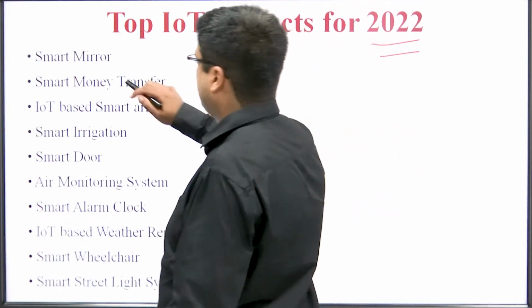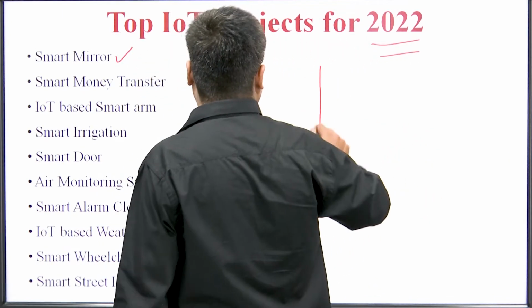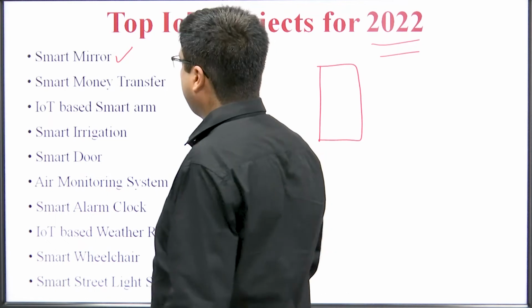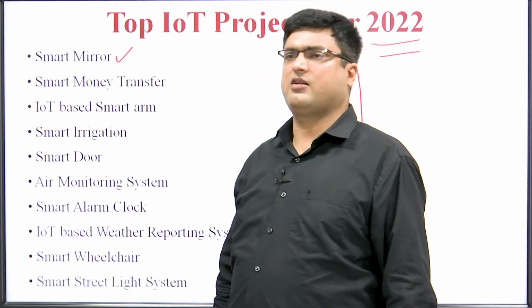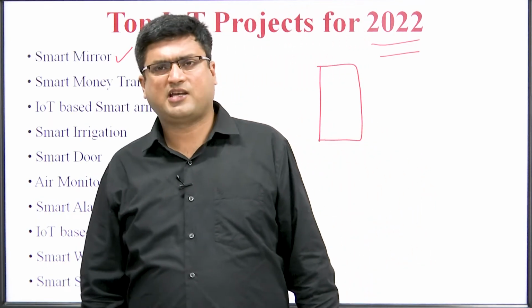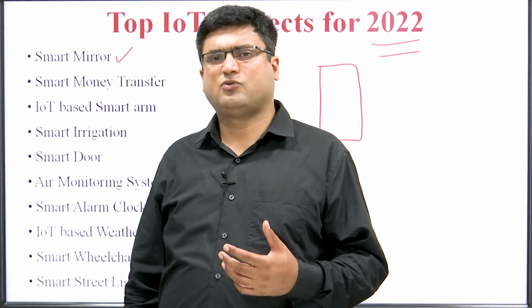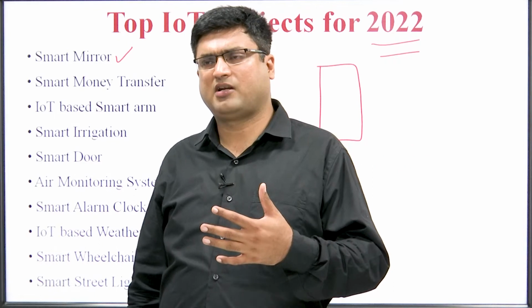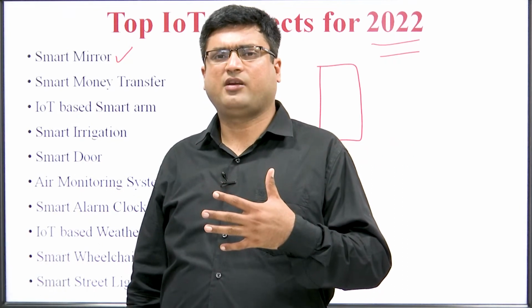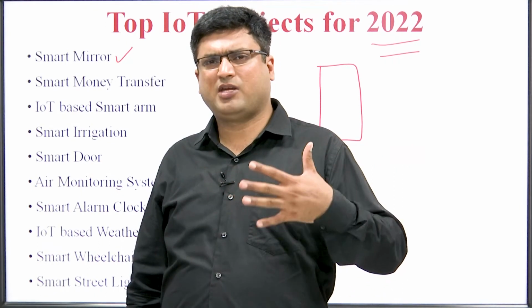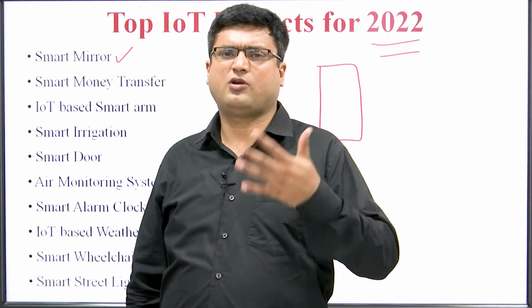So, the first one is the smart mirror. What is the function of the smart mirror? A smart mirror means a mirror which can display the date, works as a calendar, shows time, your calories burned, the temperature of the environment, and can provide information. That is called a smart mirror.